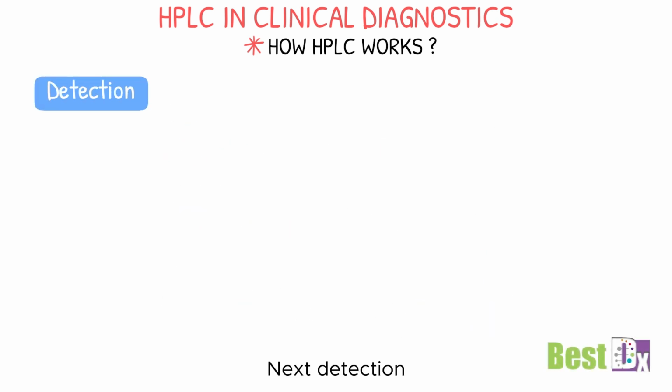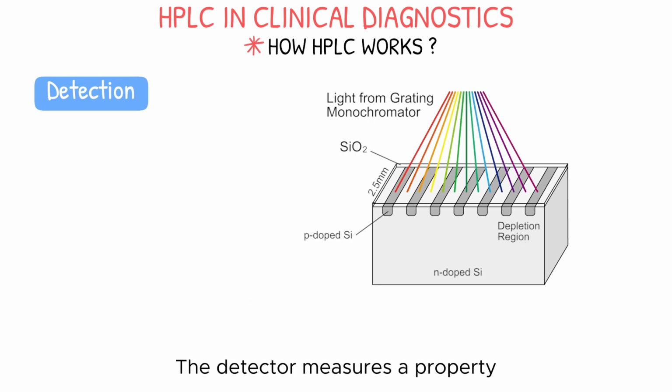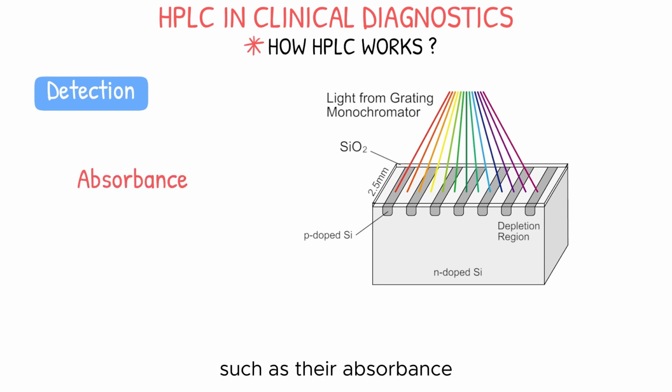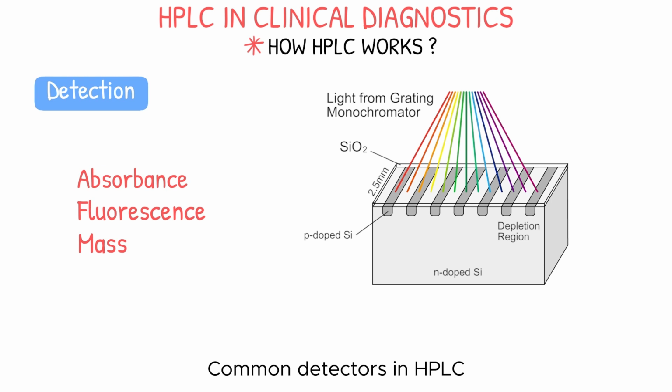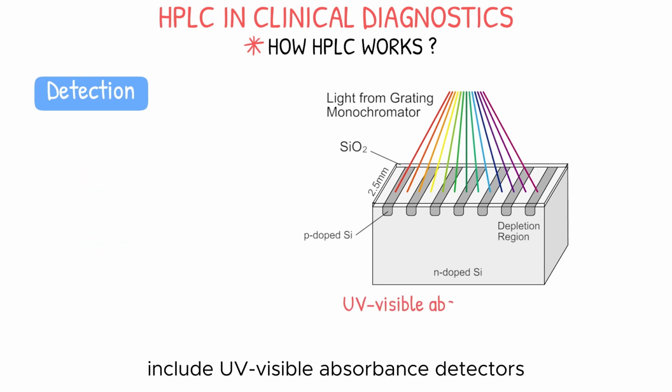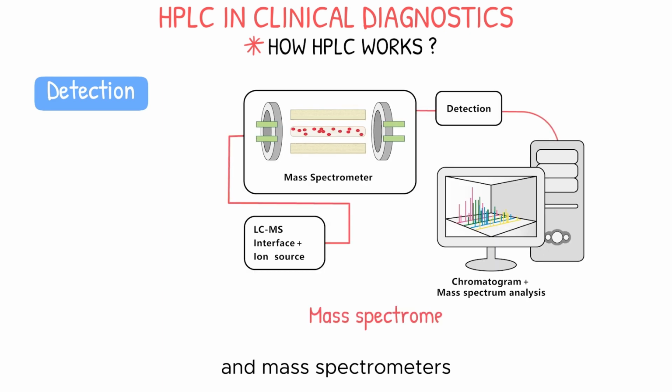Next is detection. After the components are separated, they elute from the column and pass through a detector. The detector measures a property of the eluting components, such as their absorbance, fluorescence, or mass, and generates a signal proportional to their concentration. Common detectors in HPLC include UV visible absorbance detectors, fluorescence detectors, and mass spectrometers.